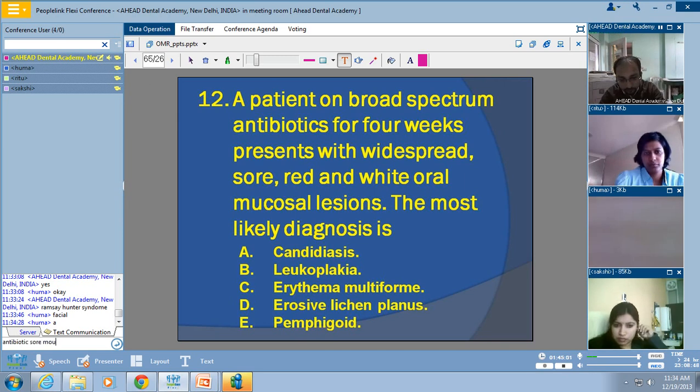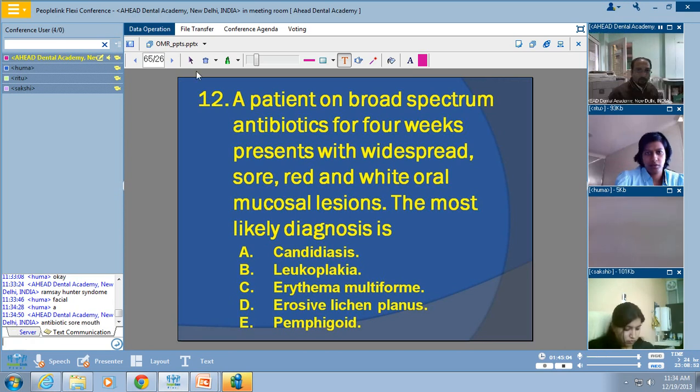antibiotic sore mouth. So what I'm trying to ask you is, what is antibiotic sore mouth? Antibiotic sore mouth is when a patient takes broad spectrum antibiotics for a long duration of time. This leads to the presence of candidal infection in the mouth, and this is called antibiotic sore mouth. And if I ask you, antibiotic sore mouth in technical language is called which type of candidiasis? Erythematous or pseudomembranous or atrophic? Which type?